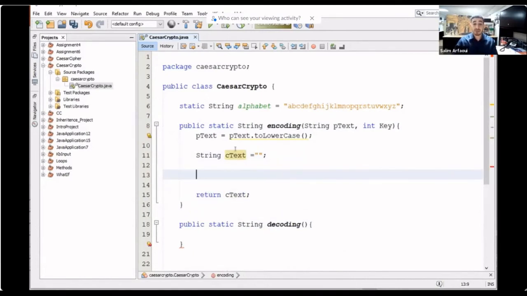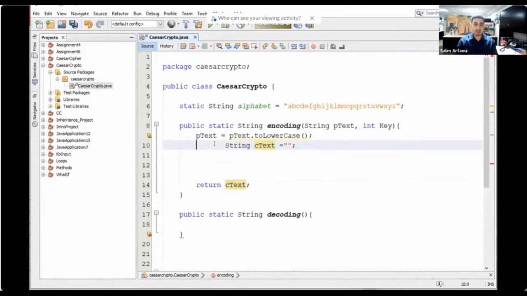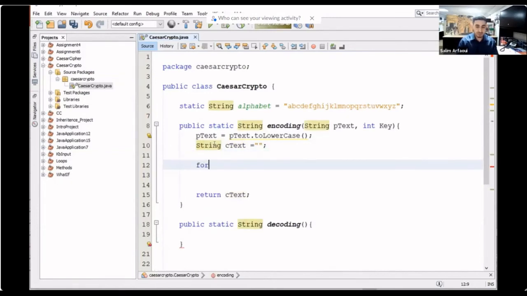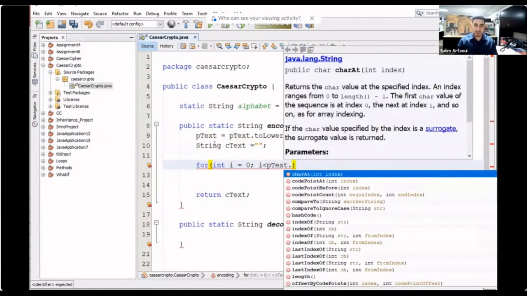Okay, so the next thing that I want to do is to actually do the encoding process, now that I have all my parameters. I'm going to use a for loop to loop through the message that the user will give me. So int i starts at index 0, and it should go all the way to the plain text's length.